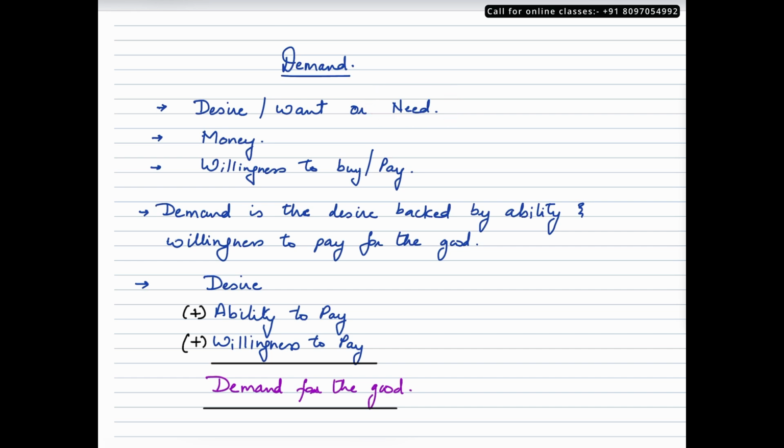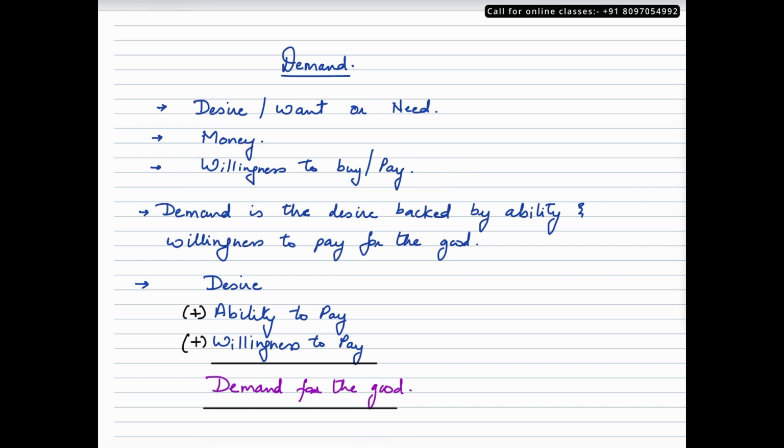We also need to focus on something called money. Money is something that we use as a medium of exchange, and we use it to buy goods and services. Apart from this, there is another factor which is called willingness to buy or willingness to pay. What this means is mere wanting the commodity or mere needing the commodity would not constitute demand. A transaction would be categorized as demand only if a consumer is willing to pay for that particular commodity.